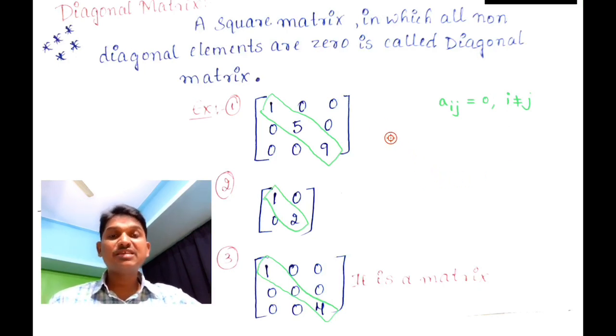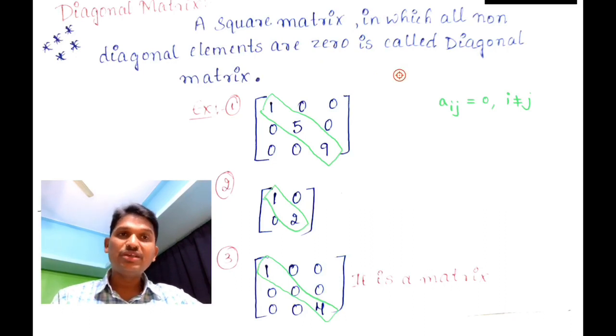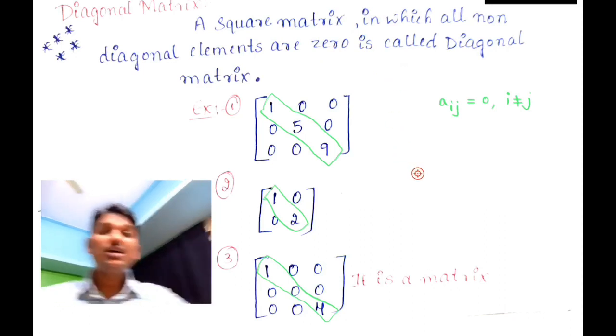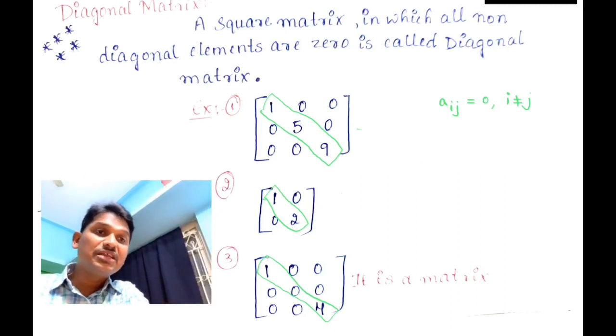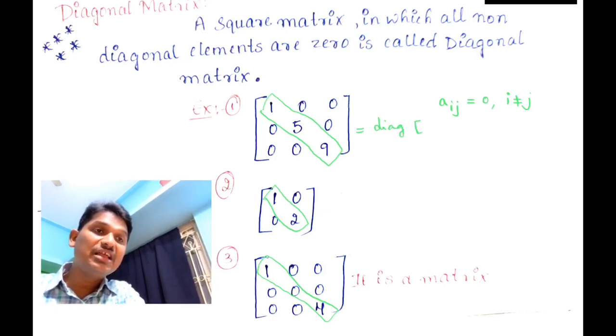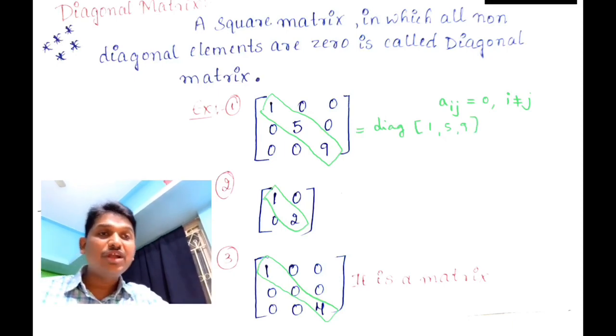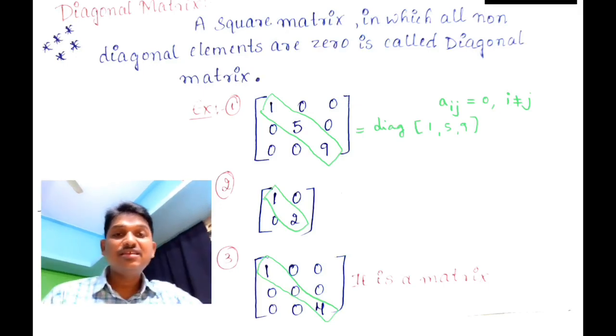Simple version: a square matrix in which all non-diagonal elements are 0 is called a diagonal matrix. This is one of the important definitions. And about representation, I will write here. This matrix is written like this: diagonal 1, 5, 9. What it means? It tells that all diagonal elements are 1, 5, 9. Remaining all elements are 0.